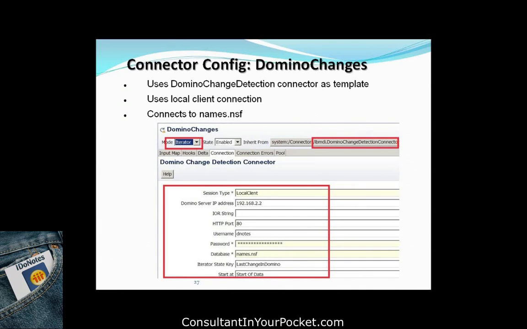What the local client session does is it actually uses a stored copy of the ID file of the ID you're going to be using to authenticate with. So in this case, we're going to be using the ID file of Dr. Notes. This is going to be stored on the TDI server. The password that we're going to be using here is the password that's actually associated with the Notes ID file. So that's a little different than the LDAP one where you're actually using the Domino Internet password.